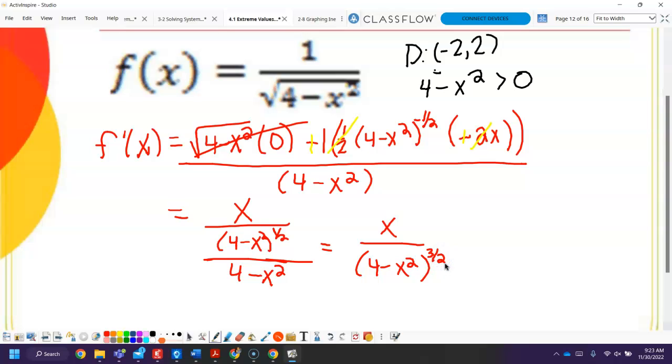Now I know many of you said you would not have brought that up as a negative. Had you brought that up as a negative, you would actually very easily have seen that. So if you had made this 4 minus x squared to the negative 1/2, your rule is bring the power down in front.